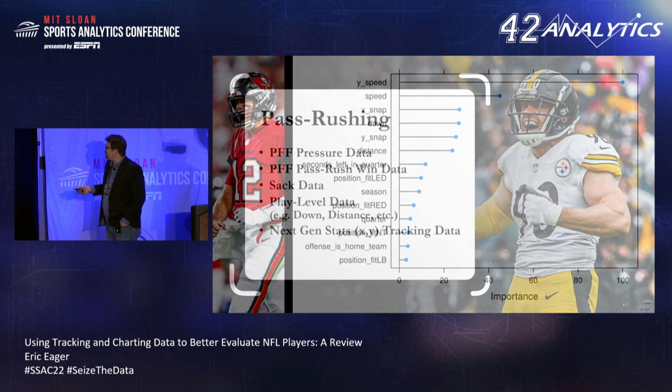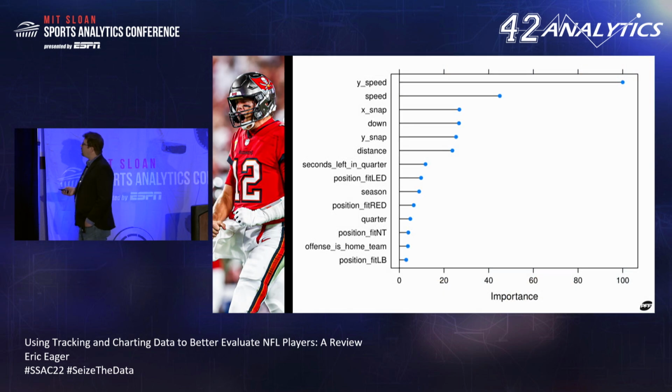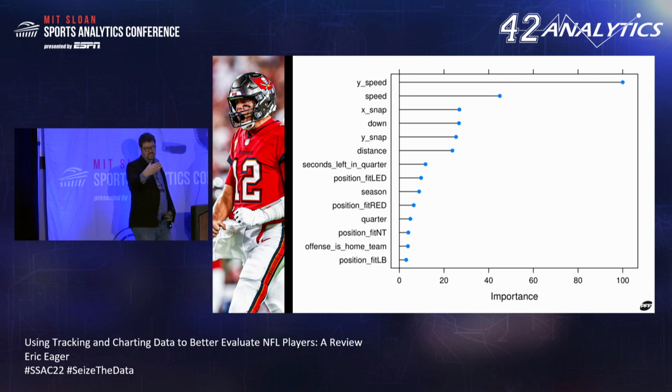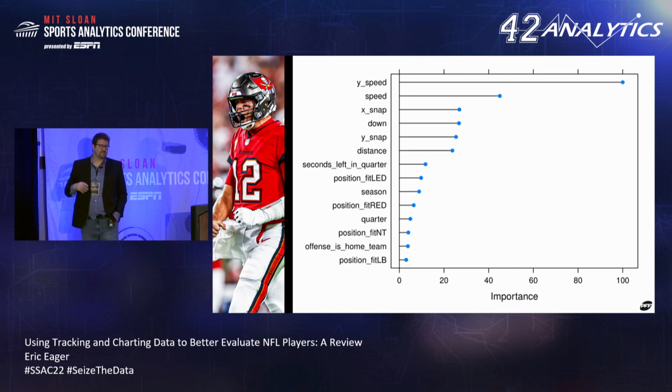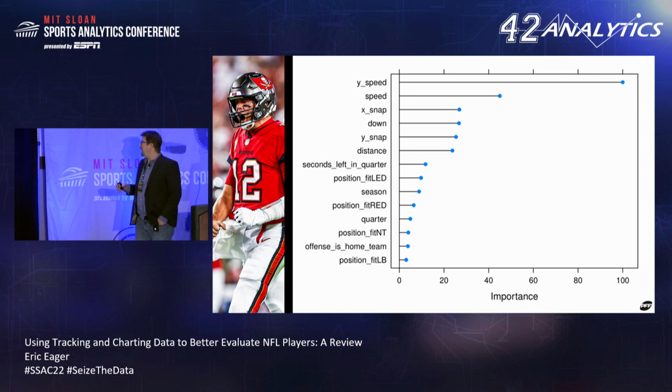And so here's an example of how important those are. Your Y speed, so the vertical distance that you traverse in the first second of a play, is the most important variable as to whether or not you're going to get a pressure. And this is using an XGBoost model. Two talks ago, there were talks about decision trees. Basically, it's an ensemble of those. And then you have speed there as well.